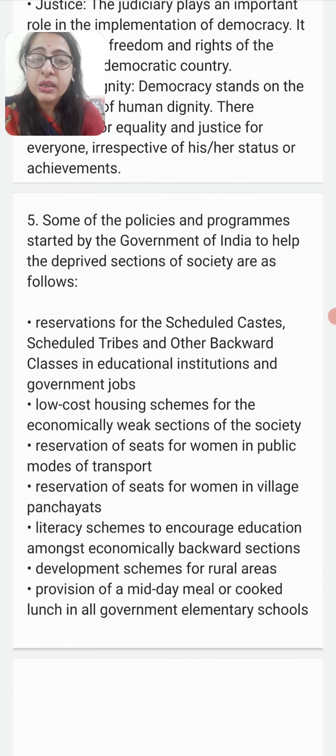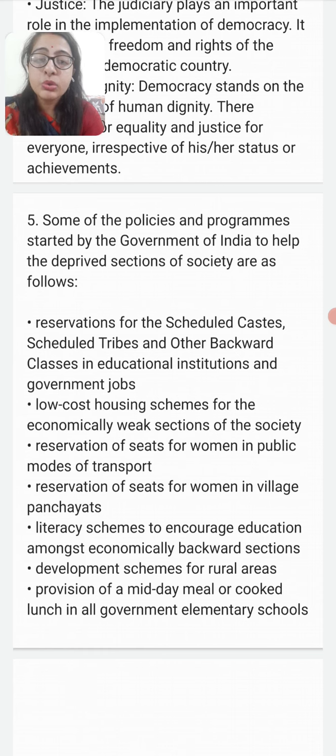Second, low cost housing schemes are made for the economically weak section of society. And the third one is reservation of seats for women in public modes of transport. In public transport, we can see that there is a reservation of seats for women. Women's seats are on a different side. Then next is reservation of seats for women in village panchayats. In village panchayats also, there are some seats which are reserved for women only.